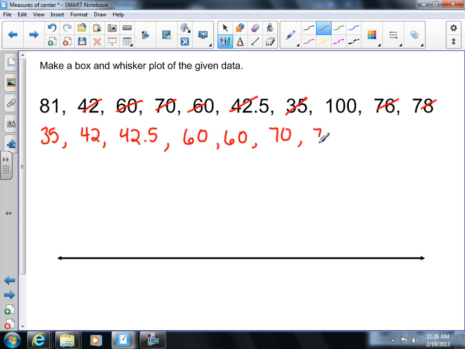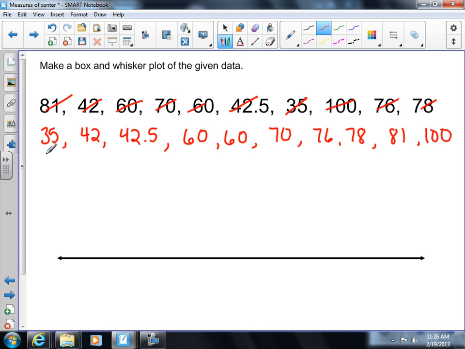76, 78, 81, and 100. And what do I have to make sure and do? Let's count. 1, 2, 3, 4, 5, 6, 7, 8, 9, 10 pieces of data. Great. Okay, my first step to do a box and whisker plot of this is to find my median.